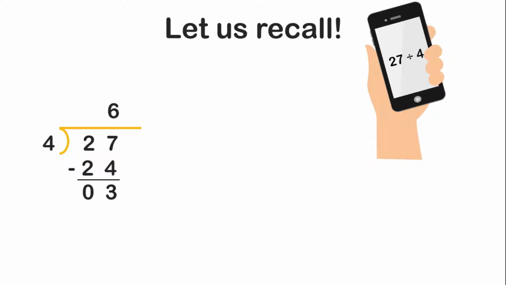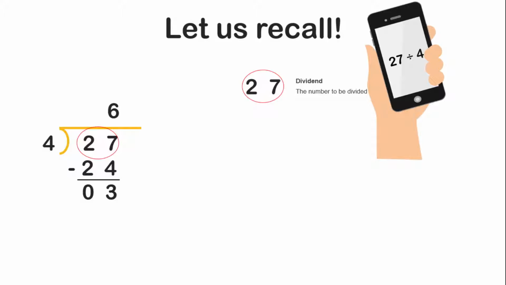Now let us recall what they are known as. So firstly, I will pick up this 27. Now what is this 27? This 27 is nothing but the dividend. Dividend means the number that is being divided. Just like multiplicand. Multiplicand was a number which was being multiplied by something. Here the dividend is being divided by something.